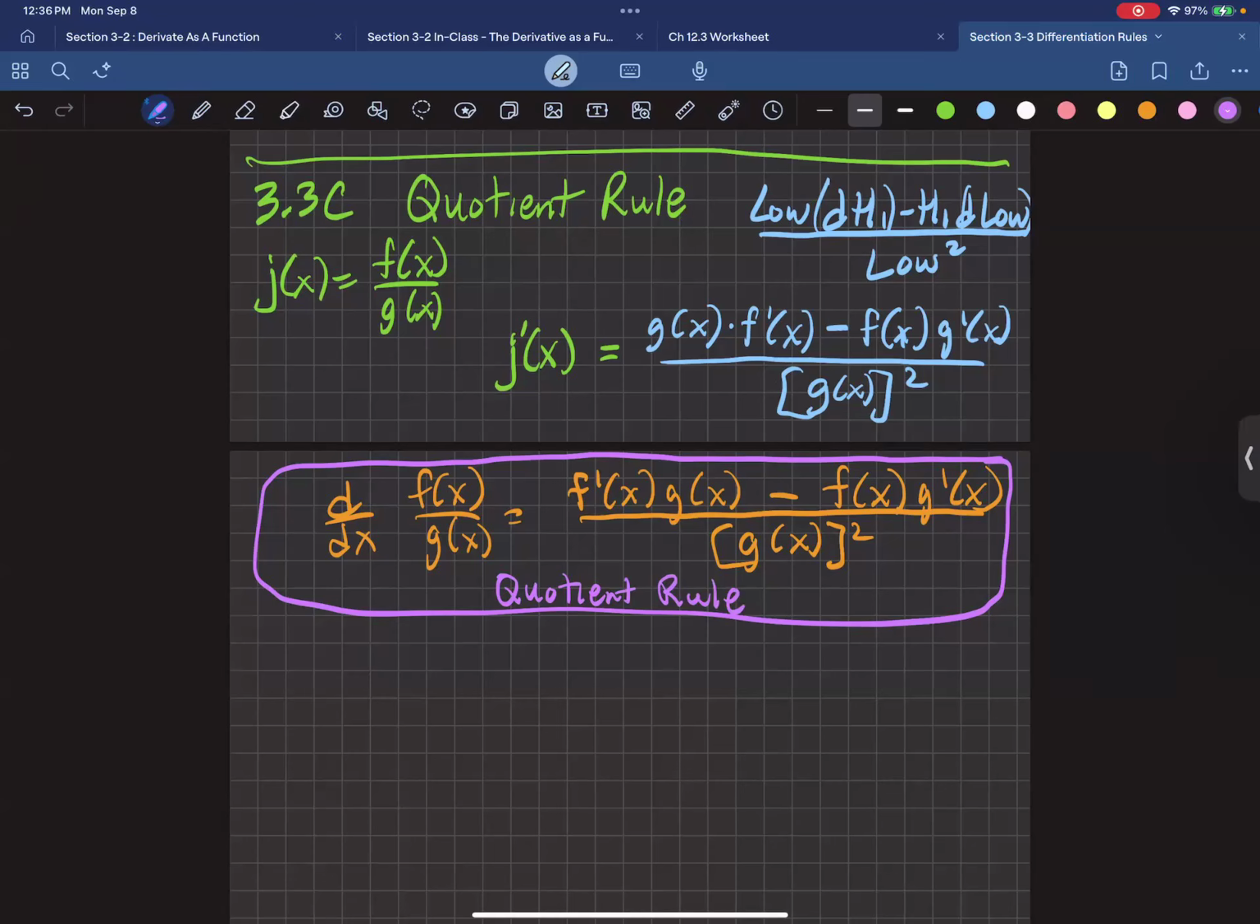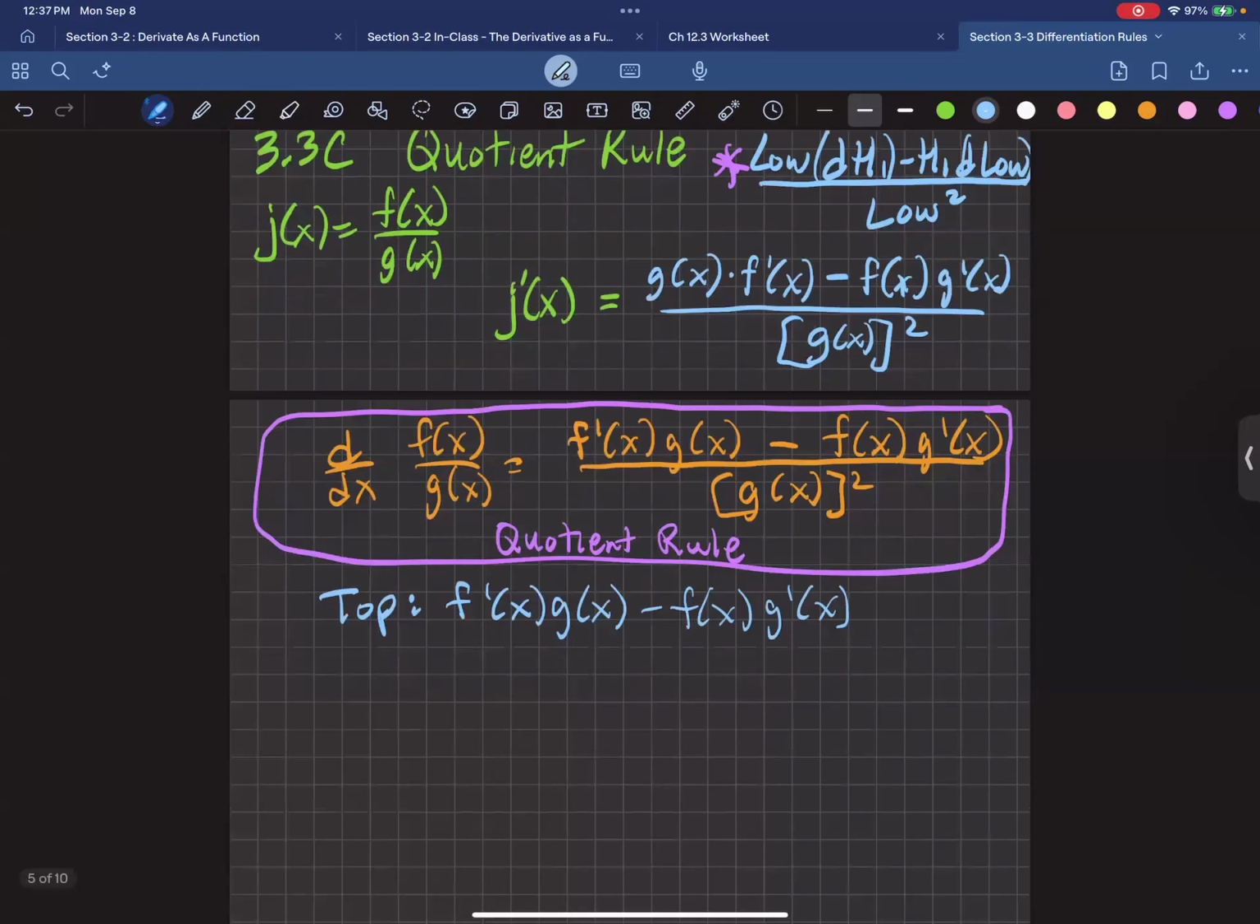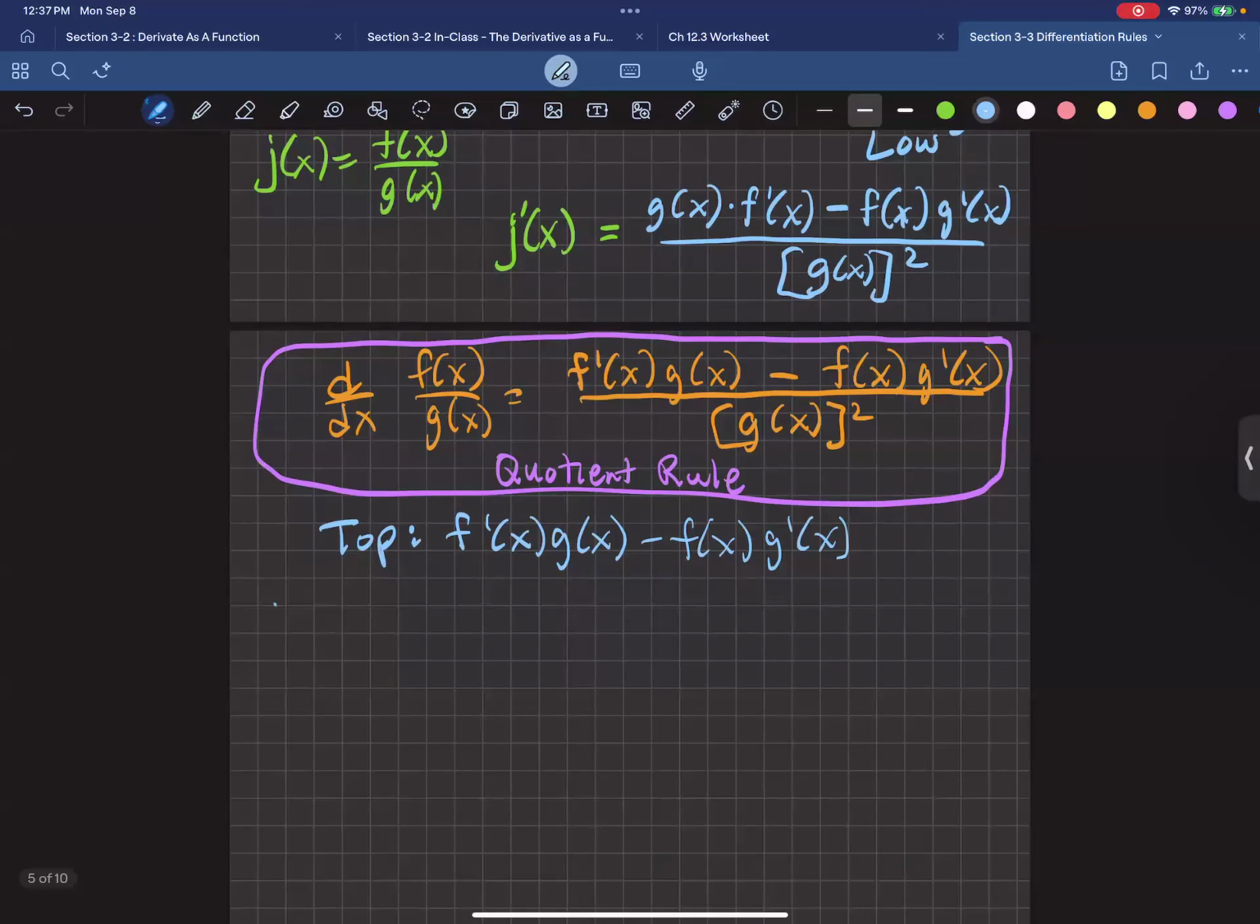Now, I learned it like this. This is actually how I learned it. But I think this might be the easier form, the way I did here. Notice this top part, f prime of x g of x minus f of x g prime of x, looks like the product rule with a minus sign.